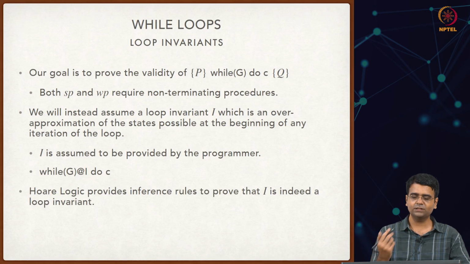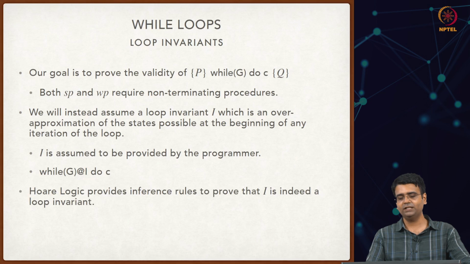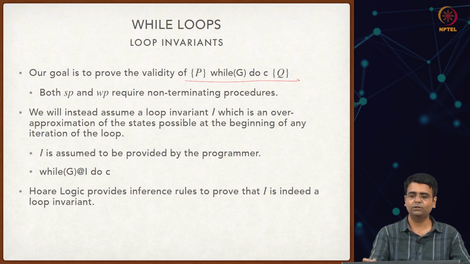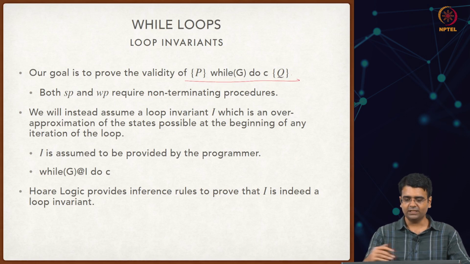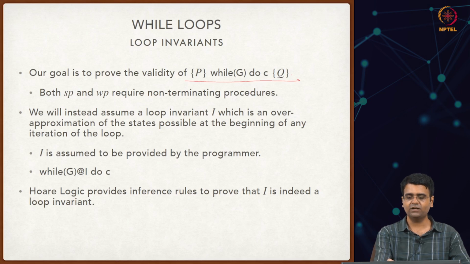Once you have such a program which is annotated with loop invariants, Hoare logic is going to provide inference rules in order to prove that I is indeed a loop invariant, and to show that this particular Hoare triple is valid. So let's go step by step now. Let's first try to understand what this loop invariant I is.